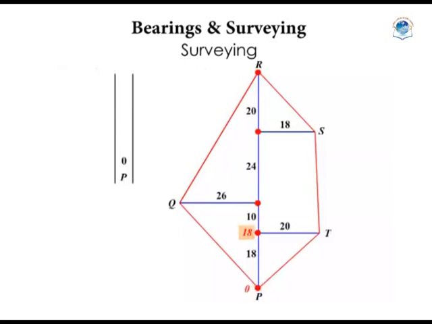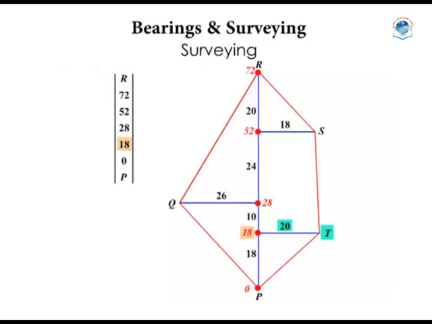From these 18 meters, we go another 10 meters. We will have 28-meter mark. 28 plus another 24 meters gives us 52-meter mark. And then 52 plus 20 finally takes us to 72 meters at R. So we have 18, 28, 52, and 72. So we mark that in our field book entry.